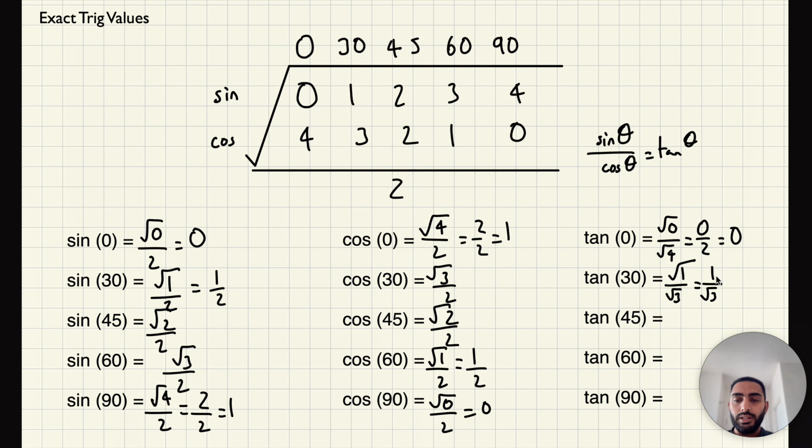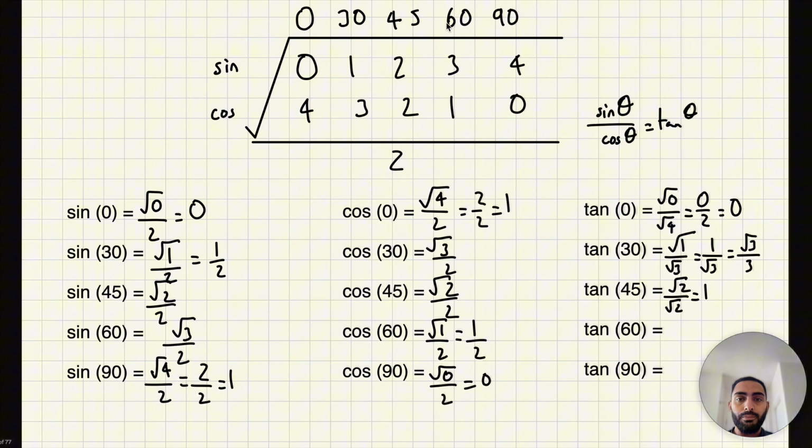So sometimes you might see it like this, but if it's been rationalized, which you learn in higher, you would multiply by root 3 on the bottom and root 3 on the top. So you might also see it sometimes like root 3 over 3, and both of these are equal to each other. For the next one, I've got tan of 45, which is root 2 over root 2. And you've got the same thing being divided by each other, so that means it would be equal to 1.